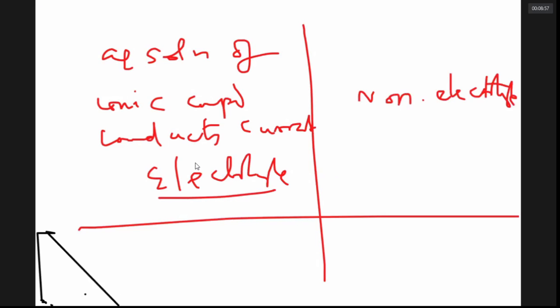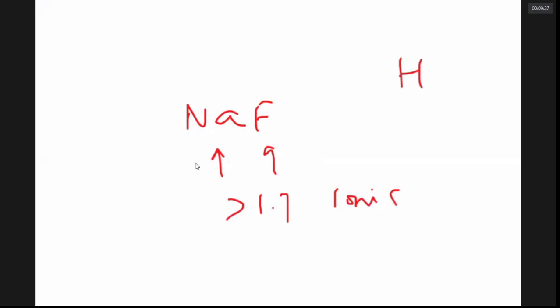Reactions between ions are very fast. Reactions between molecules are slow and incomplete. There are many differences between ionic compounds and covalent compounds, as you can see. If they give me NaF, is it an ionic compound or a covalent compound? Sodium is a metal, fluorine is a non-metal, and the electronegativity difference is more than 1.7, so it is an ionic compound. If they give me HF, H is a non-metal and F is a non-metal. Whatever the electronegativity difference between non-metals, I can have only a covalent bond.